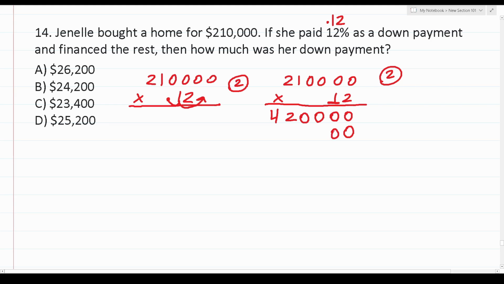1 times 0 is 0. 1 times 0 is 0. 1 times 0 is 0. 1 times 0 is 0. 1 times 1 is 1. 1 times 2 is 2. So let's add this all together.